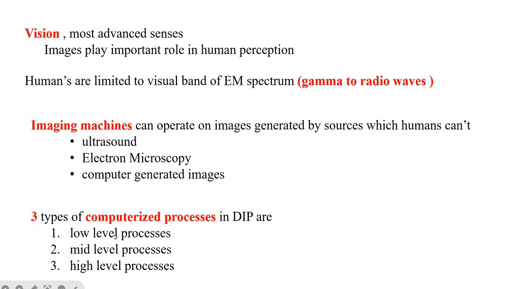Low level processes are basic operations like noise removal, image sharpening, etc. Then you have mid-level processing, which is the extraction or analysis of features from the image. And for high-level processing, you will be understanding the meaning of an image, like recognizing the objects. Now we will see each of these in detail. First is the low level processing.